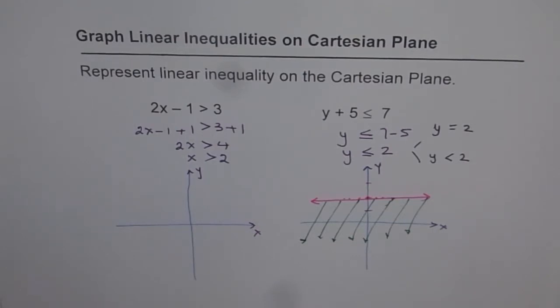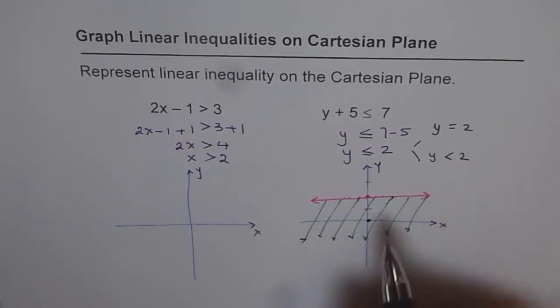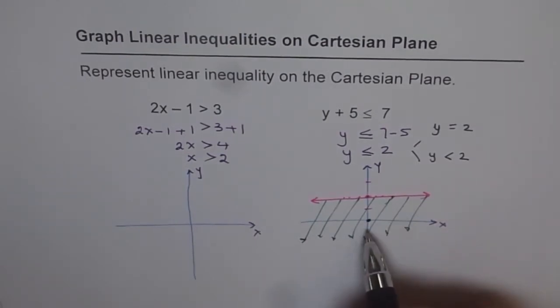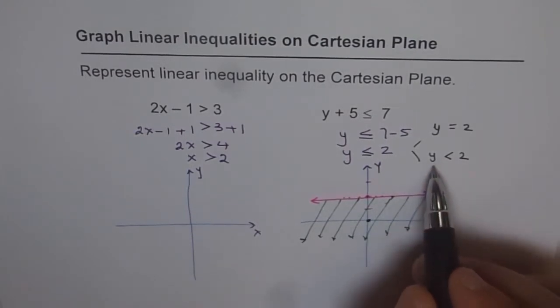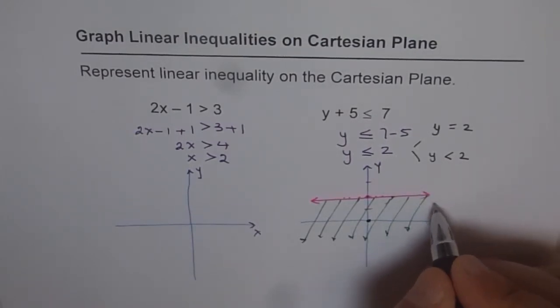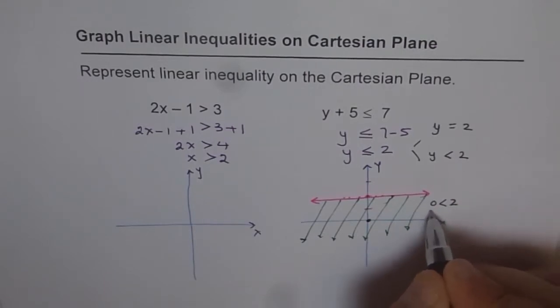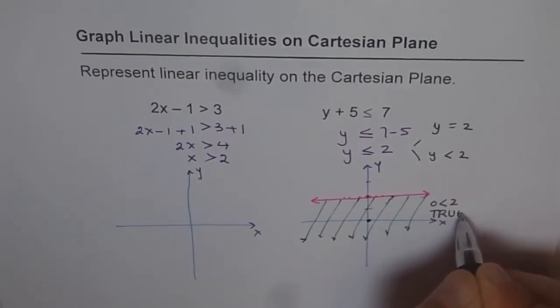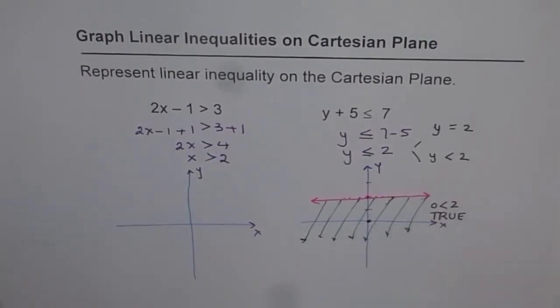Now it's always a good idea to check. So let's check with the origin. Is the origin part of our solution? Does it work? At this point, y is 0. We'll just plug in 0 here, and what do we get? We get 0 is less than 2, and that is true. Since it is true, the region which we shaded is perfectly fine. So that becomes a part of the solution.